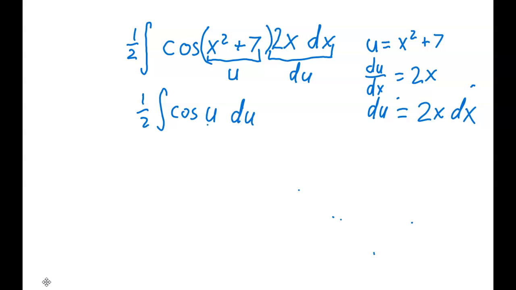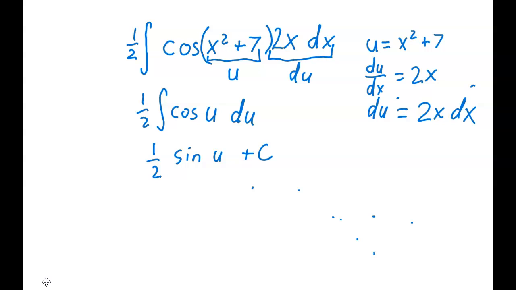Now notice over here that the variable and the d variable are the same. That's what you want. If you have an x, you want a dx. If you have a u, you want a du. If you have an a, you want a da. They have to match in order to do the integral. So now we're going to just go ahead and literally do the antiderivative. We're going to get 1/2 of sine of u plus c.